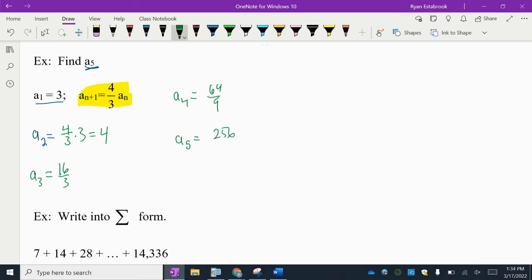256. Over? So times 4/3. You multiplied your numerator by 4. Multiply your denominator by 3. 27. There's our fifth term.